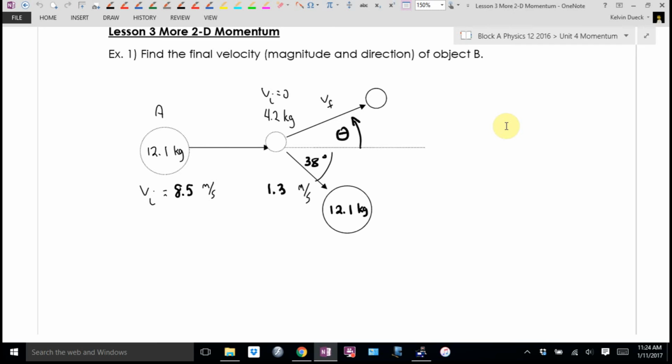So try this on your own. I'll do it up here. Let's see if we all get to the same spot. Assuming A is the one that goes downwards, right? The 12.1 kilograms is the 12.1 kilograms? Yeah, you know what? I think the 12.1 kilograms is the 12.1 kilograms. Stupid question. No. Well, maybe.